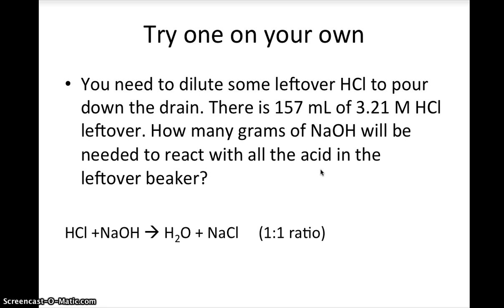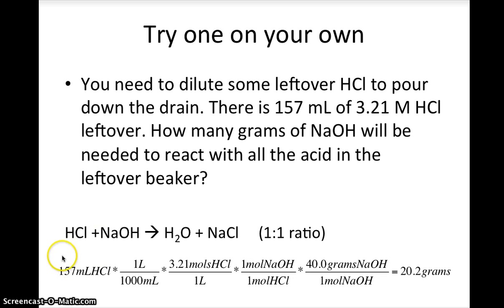Pause the video and try this problem on your own. I've given you the balanced equation here. Just remember that for every mole of HCl that reacts, it will react with 1 mole of sodium hydroxide.